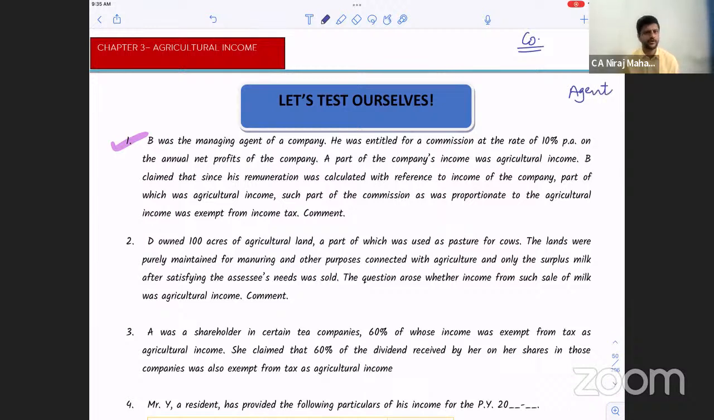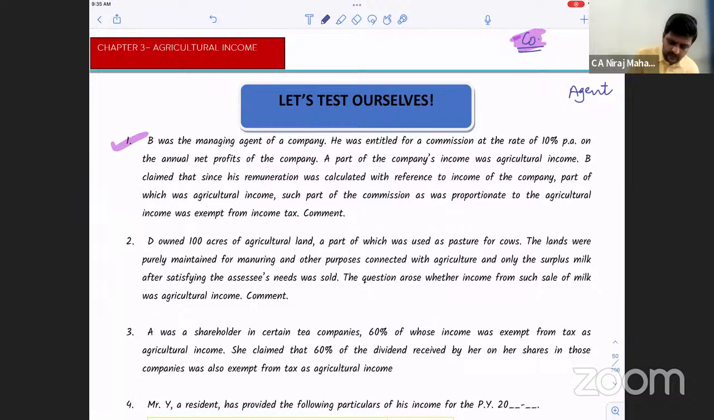That agent will get 10% of the net profit of the company. Clear? The company has various businesses or various sources of income. So the agent says that some of the income of the company is from agriculture operation, which is exempt in the hands of the company. And I am getting my 10% share out of the entire profits, and the profit also has part of agricultural income, which is exempt. So even my commission should be proportionate. Are you getting the point or no?